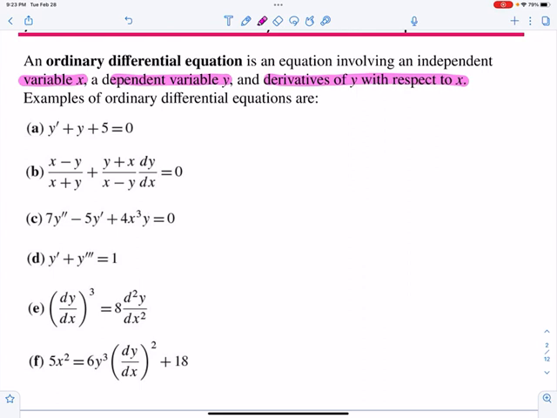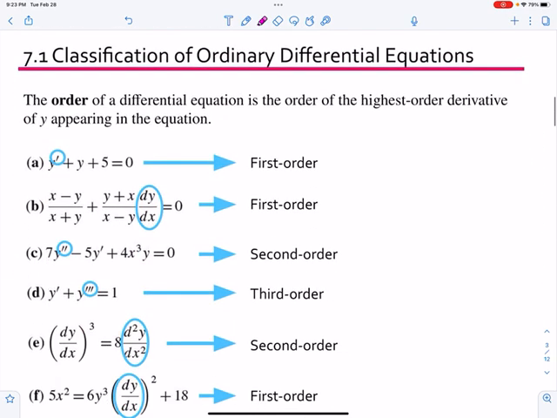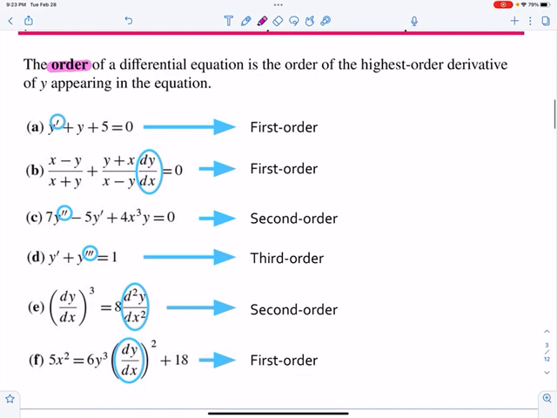So there's some differential equations that have y prime, Newton's notation, and also Leibniz notation. In this next slide, the order. So this slide is going to be important again for this textbook. There's first order and second order and third order differential equations. So whatever derivative is present and is the highest order, that's going to determine the order of the whole differential equation, almost like polynomials.